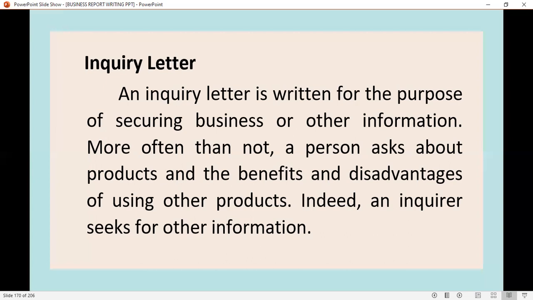So indeed, an inquirer seeks other information. For example, you are fond of using, in this situation, a laptop. So you will be writing to the company or to the store about the benefits of using the product and the disadvantages of using the product.